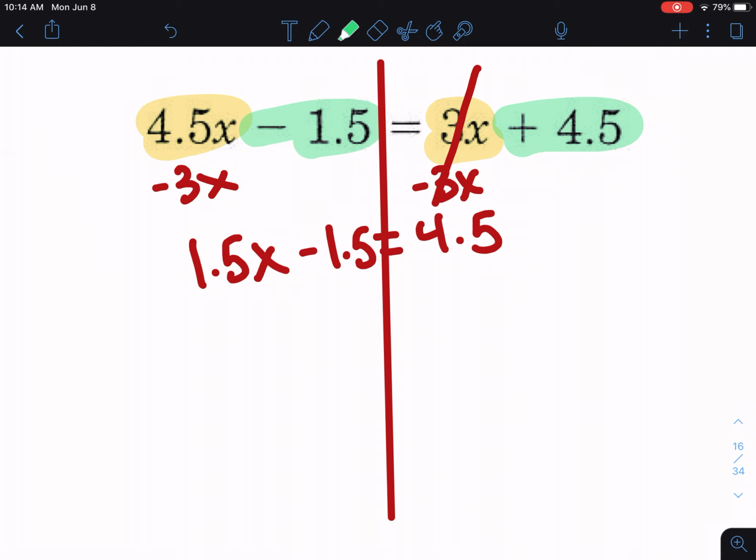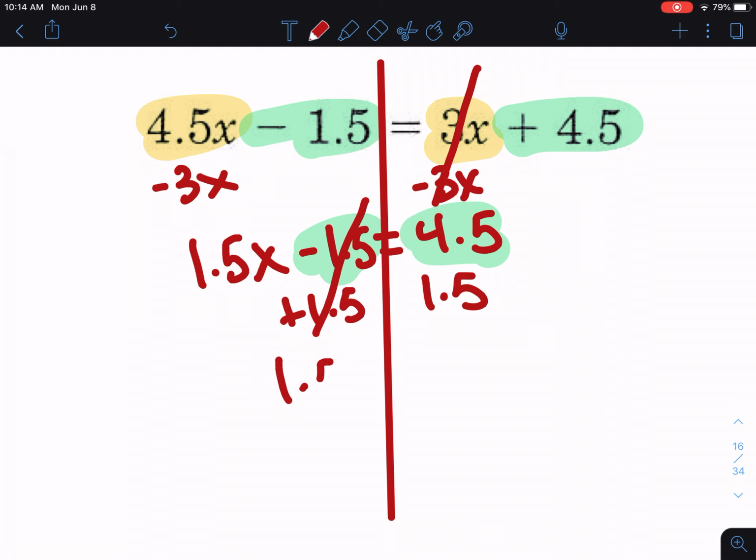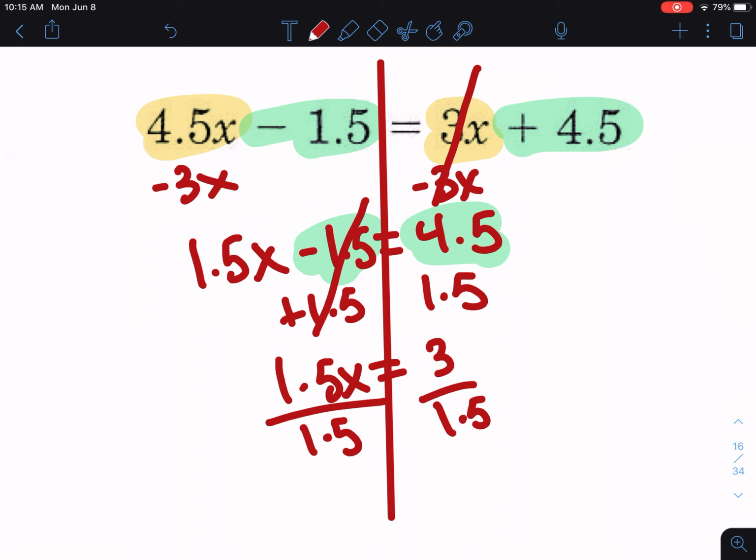Now I have to move my greens. So I do that by adding 1.5 to both sides. So on the left I have 1.5x equals, so 4.5 minus 1.5 is 3. And I'm going to divide by 1.5 on both sides. So 3 divided by 1.5. So x equals 2. Very good.